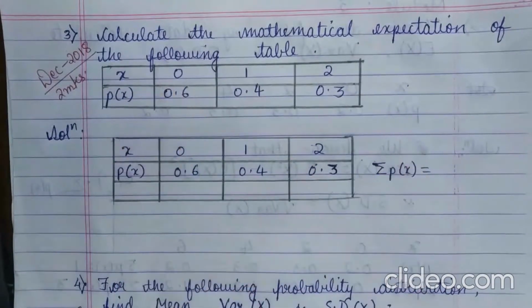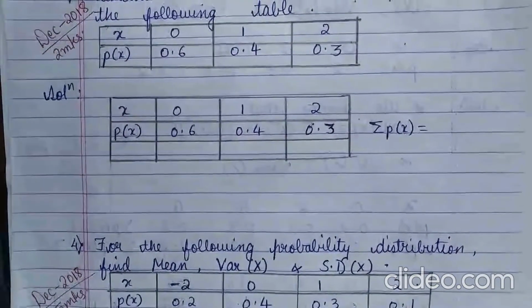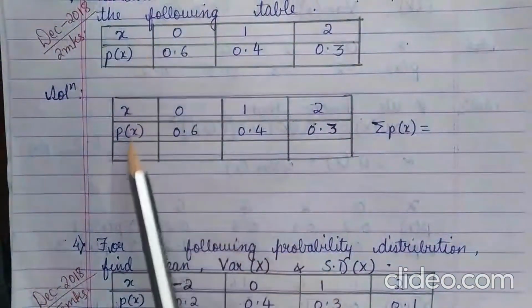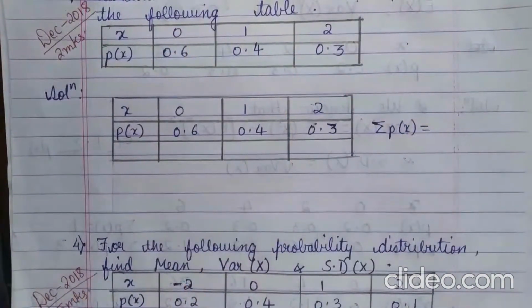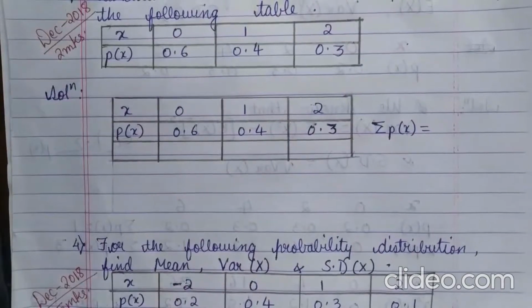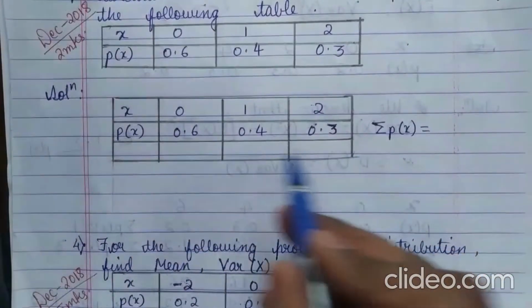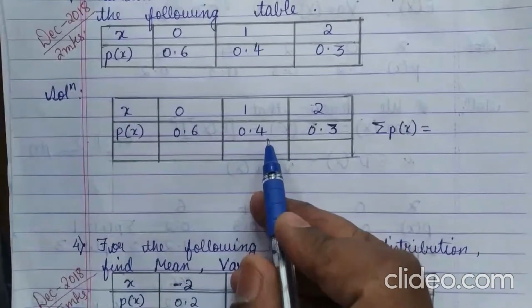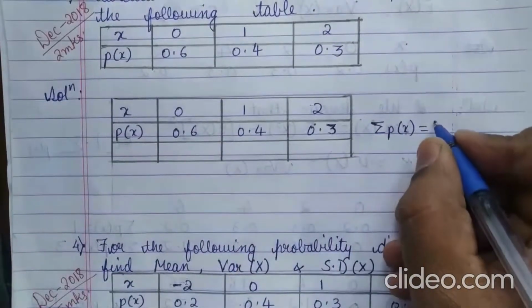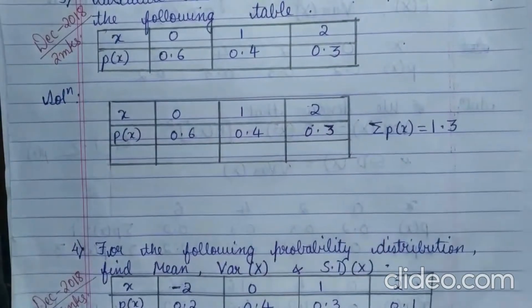The first step for the solution is to copy whatever they have given in the table. So I have copied x and p of x as it is. The next step is to first see if the summation of p of x is equal to 1. Add up all of this and see. 0.6 plus 0.4 is 1. 1 plus 0.3 is 1.3.